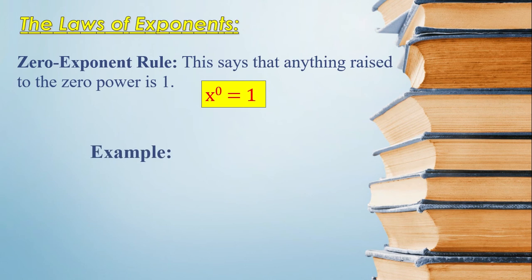Example, 5 raised to 0. So, meaning, naka-raise siya sa 0, that's equal to 1. Y raised to 0, naka-raise sa 0, that means that's equal to 1.